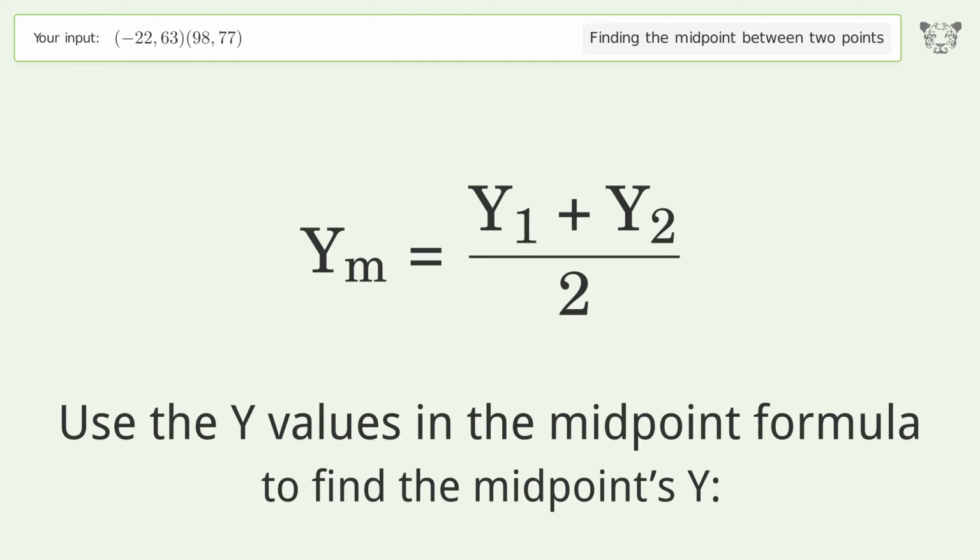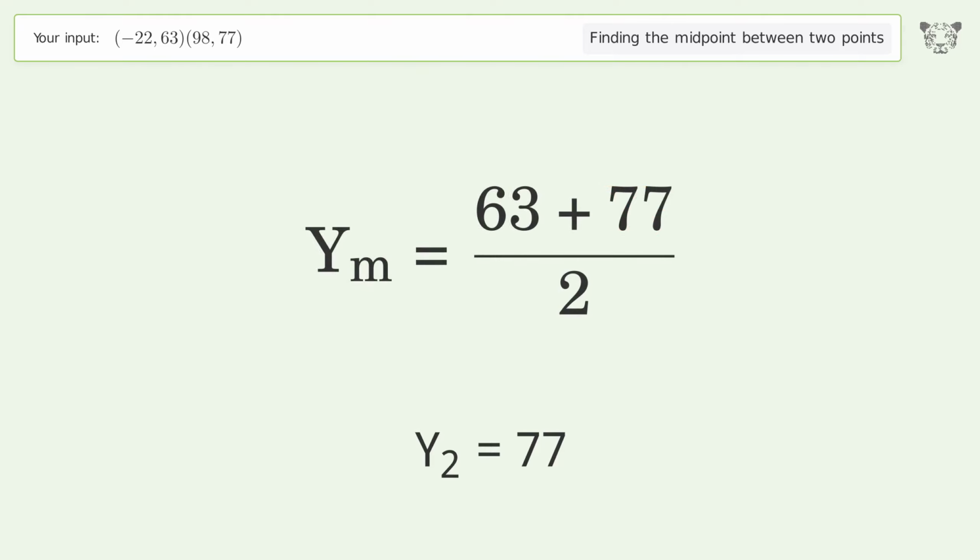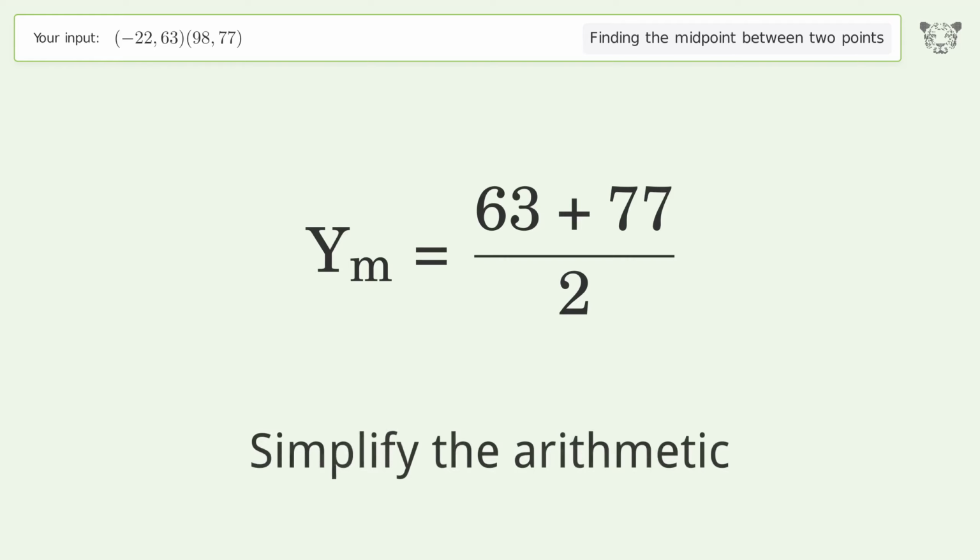Use the y values in the midpoint formula to find the midpoints y. y1 equals 63. y2 equals 77. Simplify the arithmetic.